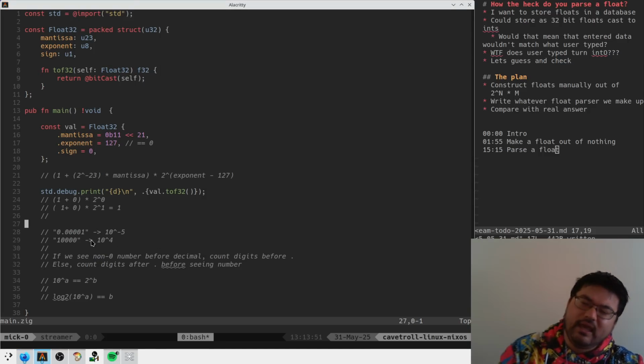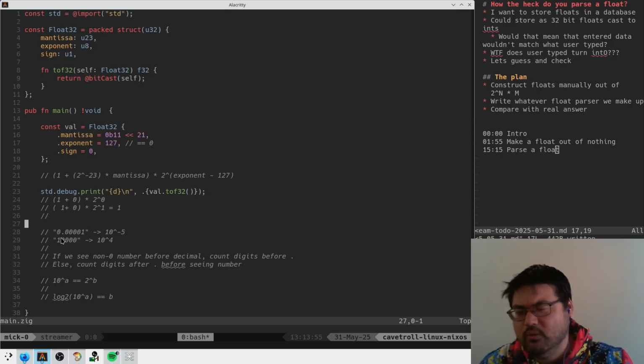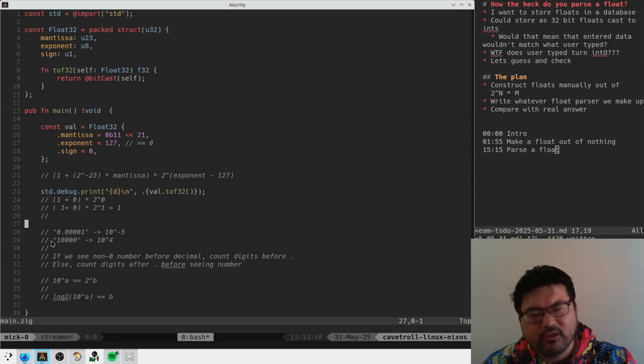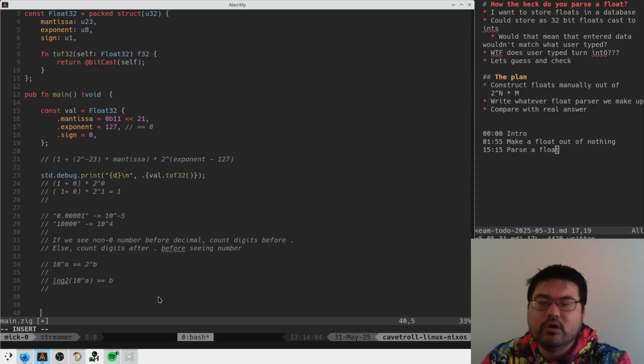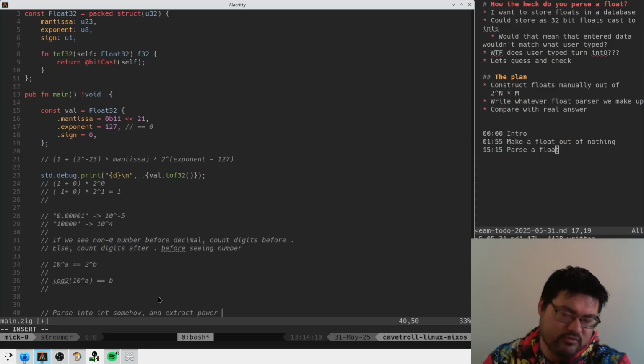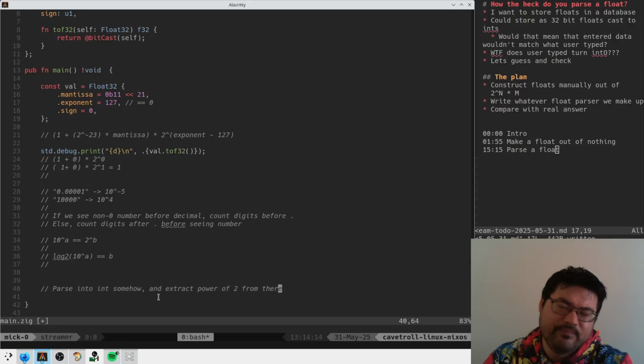So if we were to guess the power, what do we do here? We parse this thing, find the power of 10, convert that into a power of 2. That's one option. The other option is we could parse into an int somehow and extract the power of 2 from there. But I suspect that won't give us what we want.